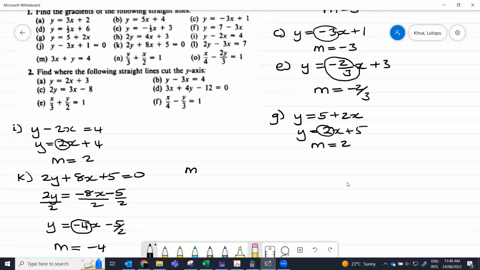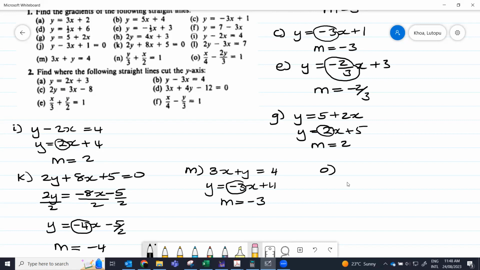M, 3x plus y is equal to 4. So this 3x should go to the other side, so it's in standard form. So y is minus 3x plus 4, and minus 3 is our gradient.